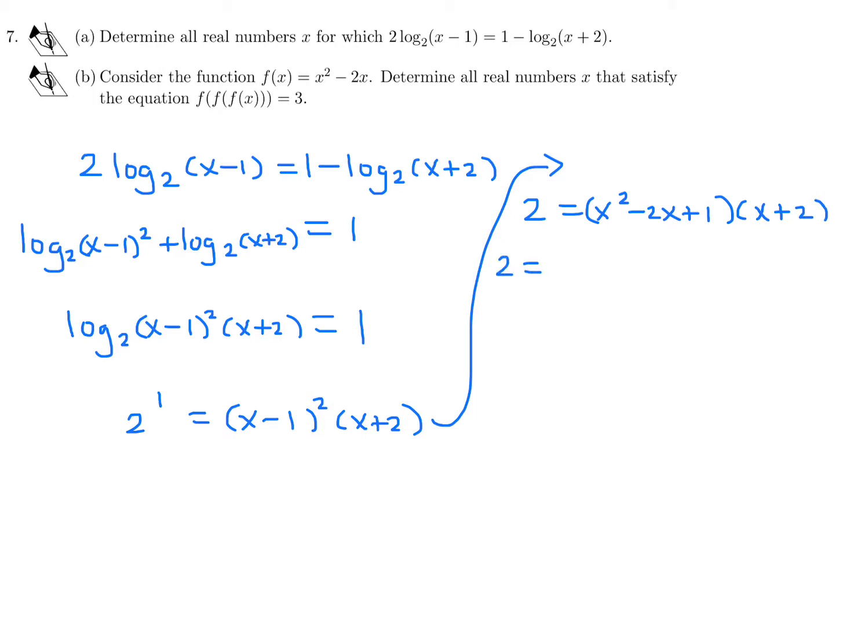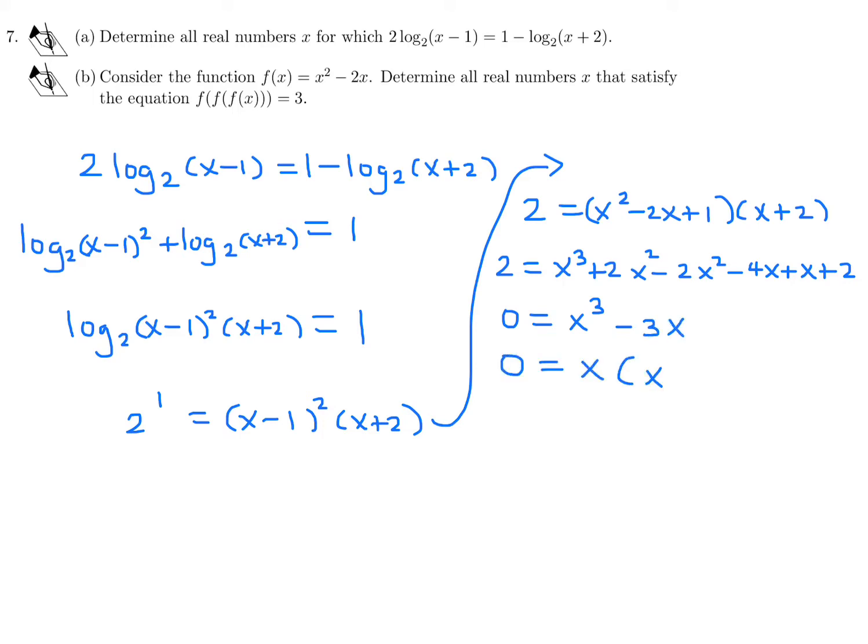So this is going to be an x to the power of 3 plus 2x squared minus 2x squared minus 4x plus x plus 2. This becomes x to the power of 3 minus just 3x. Everything else cancels. Factor out the x, and I get x times x squared minus 3. Okay, so that means x is either equal to 0 or x squared is equal to 3, which gives me x is equal to plus or minus root 3.